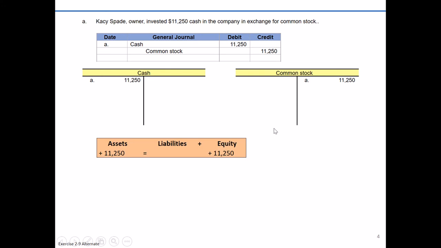Although not required in this particular problem, so don't worry, it wasn't a step that you had to do, I want to prove out our rules of duality and prove out that it really does create a situation where our accounting equation stays in balance. Remember, assets are supposed to equal the combination of liabilities plus equity. Well, our assets increased by $11,250 because cash increased by $11,250. But on the other hand, common stock, which is equity, also increased by $11,250. So each side of the accounting equation went up by $11,250, keeping us in balance.